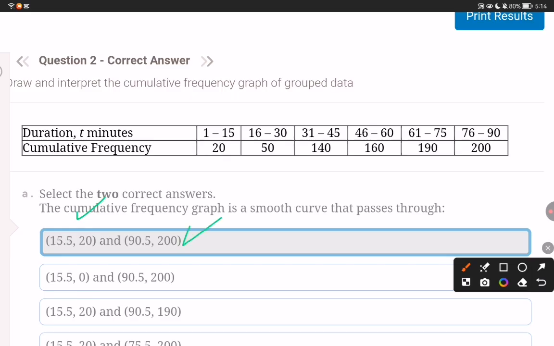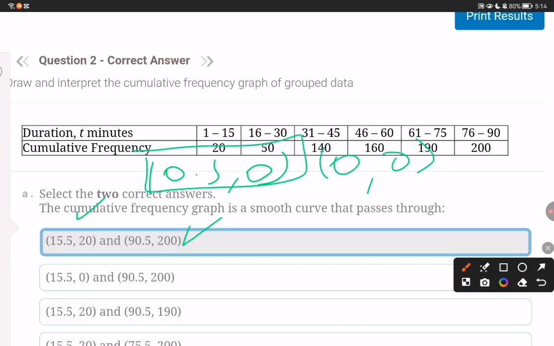90.5 and 200 is correct. Then 15.5 and 0. That's wrong, because we know that 0.5 is with the 0. That's the first coordinate we have, actually. That's instead of 0, 0. In the previous question, we had 0, 0. But in this case, our curve is going to start with 0.5, 0.